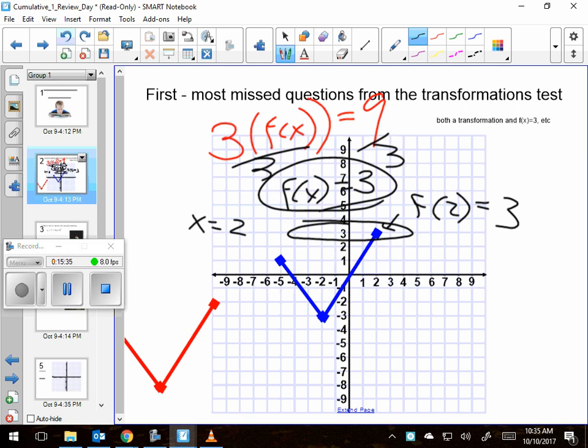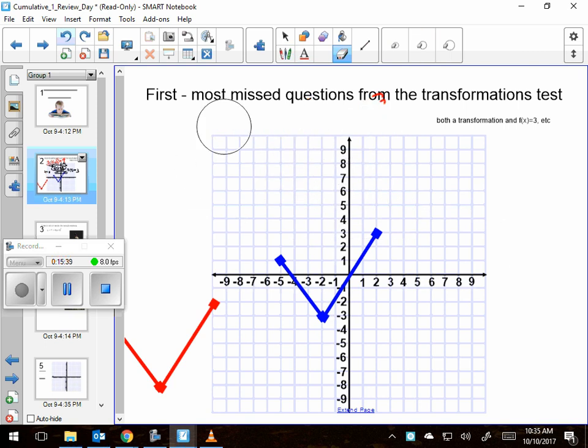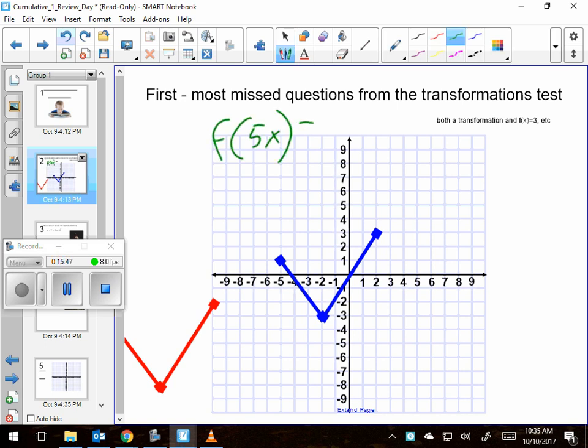All right. And the last, most challenging kind. Let's see who can rise to the occasion. It's been a while. It's been at least a month since you've done this. What if I say f of 5x is equal to 3? Figure out what x would have to be.